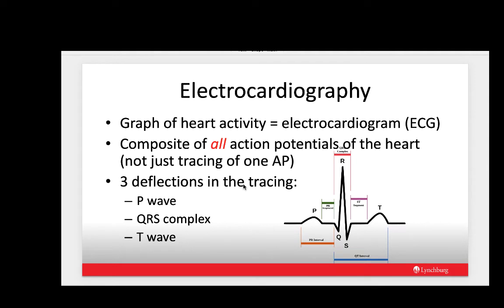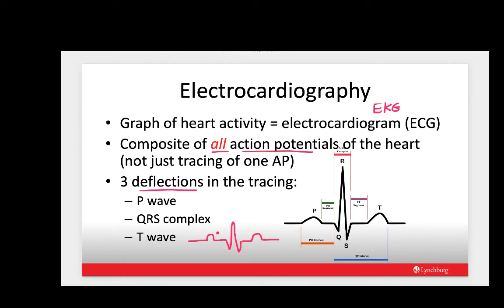Okay, so one of the things that we can do is take a composite tracing of all the action potentials of the heart, and we can generate what's called an ECG, or electrocardiogram. You might even see this referred to as an EKG. They're both the same thing. These are basically a composite tracing of all of the electrical activity of the heart. We have what's called 3 deflections in the tracing. When we run an ECG, we're going to have 3 very noticeable deflections.